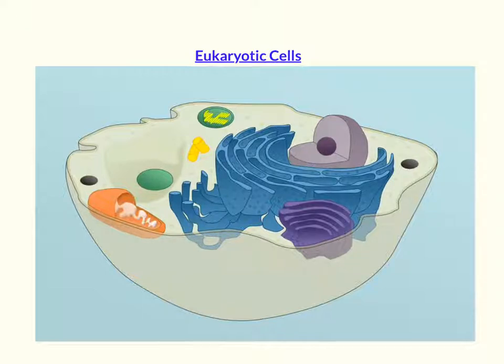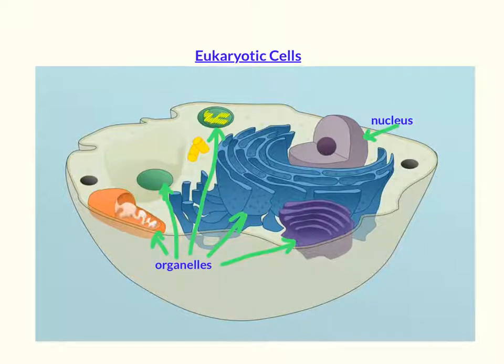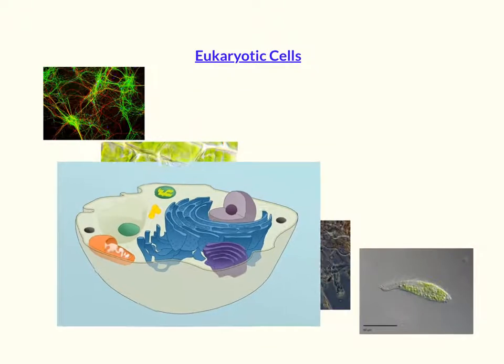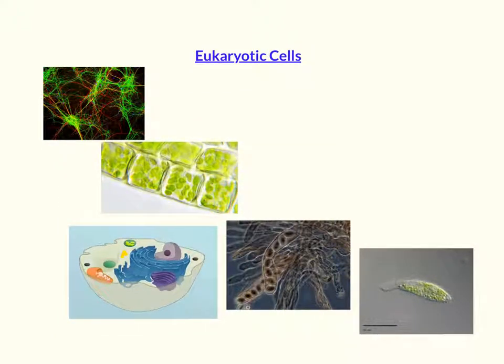Eukaryotic cells are cells that have a membrane-bound nucleus which contains the genetic material and controls the activities of the cell. They also possess many membrane-bound structures called organelles. Eukaryotic cells are found in the domain Eukarya. Eukarya is divided into the kingdoms animal, plant, fungi, and protist.